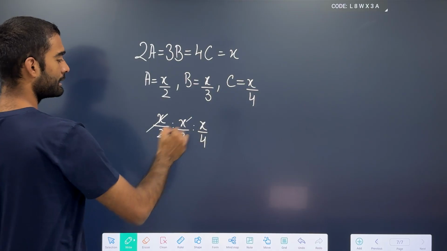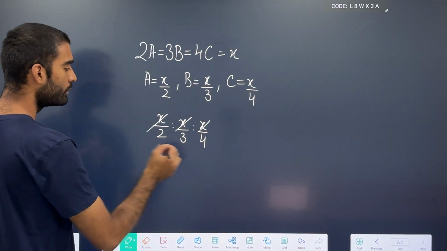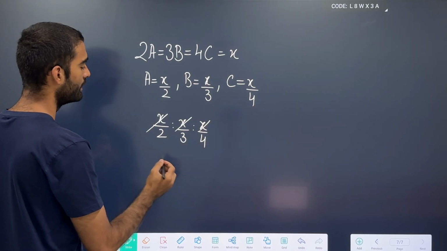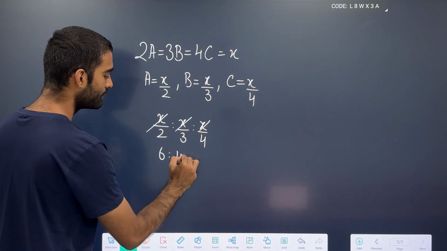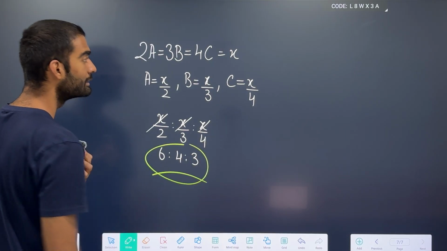And x and x get cancelled off. So the LCM of 2, 3, 4 is 12. So if we multiply this by 12, we are going to get rid of all the denominators. So 12 divided by 2 is 6, 12 divided by 3 is 4, and this is 3. So this is going to be our answer.